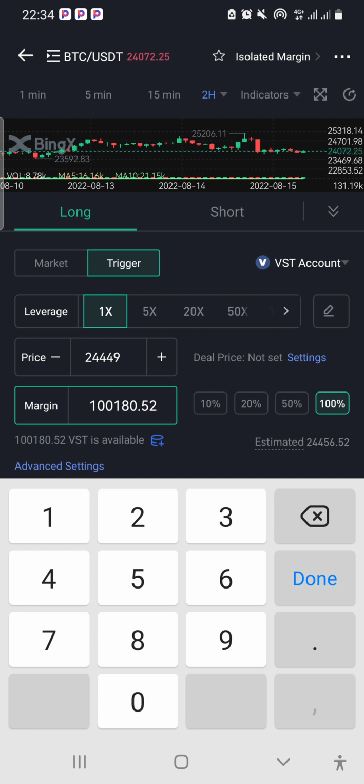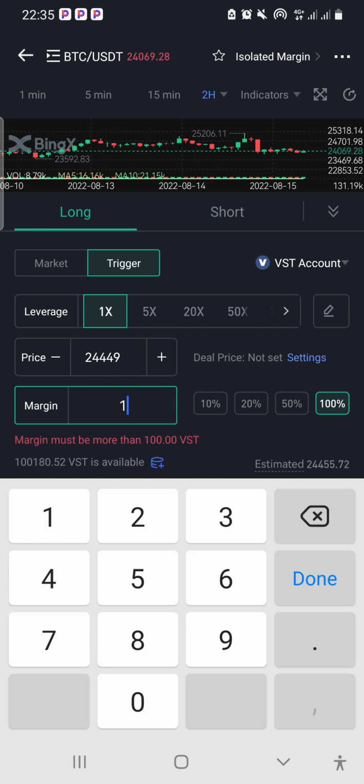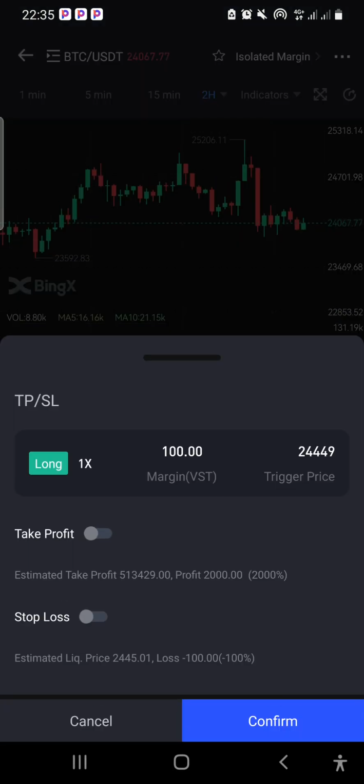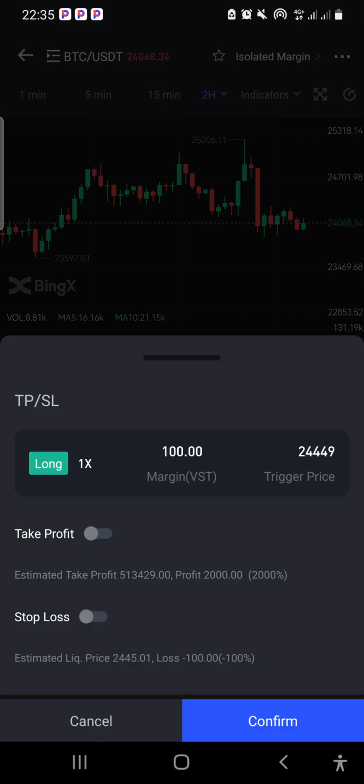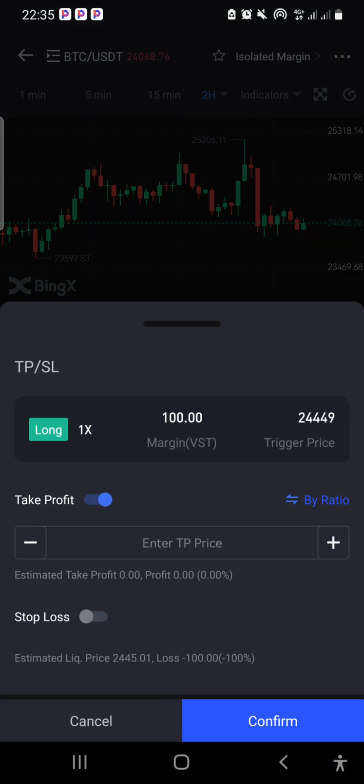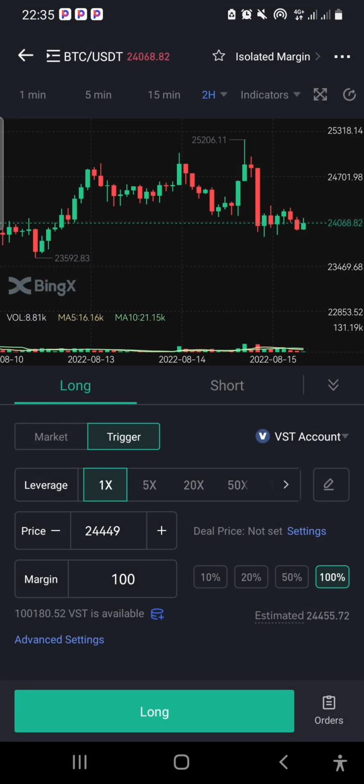So if yours is $50, $30, just test run with $100. So in this case now, let's use $100. As you can see, margin must be more than 100 VST. So that is it, $100. Now advanced settings: you click on advanced settings to set your take profit and stop loss. Of course it was a sell order. It is a short we want to take, so it is a sell order.